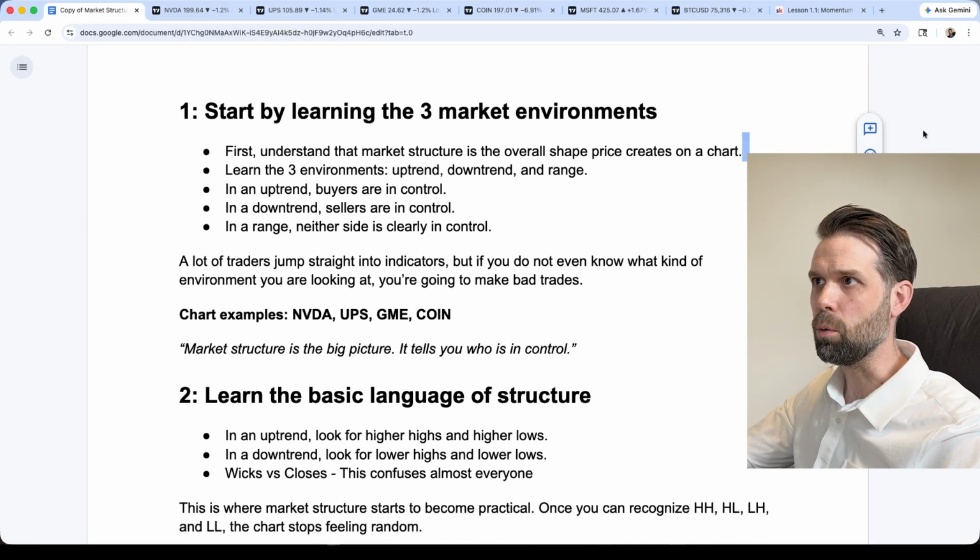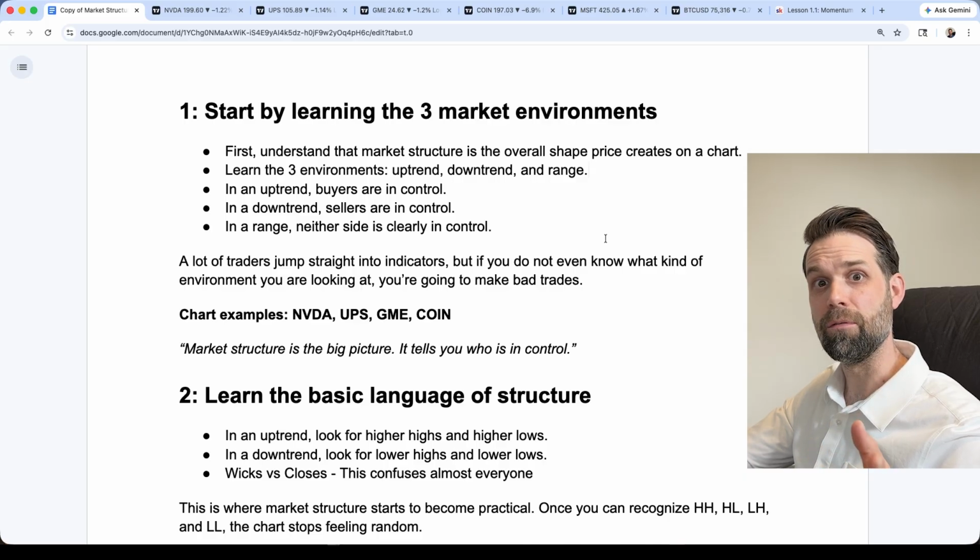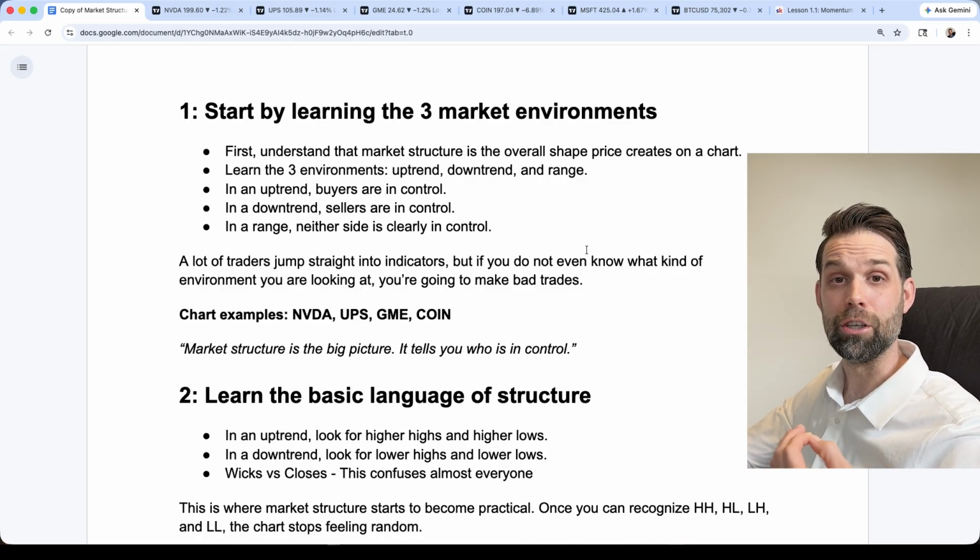Now, in this video, we're going to cover market structure. Eventually, you're going to want to connect market structure with various tools when you learn an actual strategy.